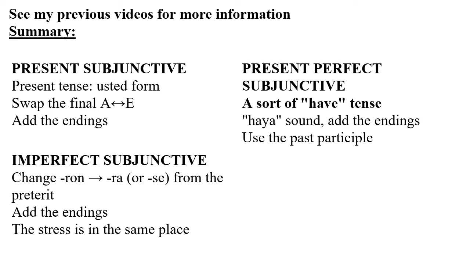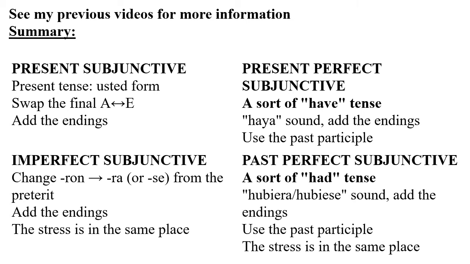We have a present perfect subjunctive, which to me is a bit like a subjunctive version of I have, he has, etc. The conjugations have that aya sound: ayas, ayamos, ayais, and ayan. Finally, we have a past perfect subjunctive, which to me is a little like a subjunctive version of had. The stress is in the same place on its conjugations.